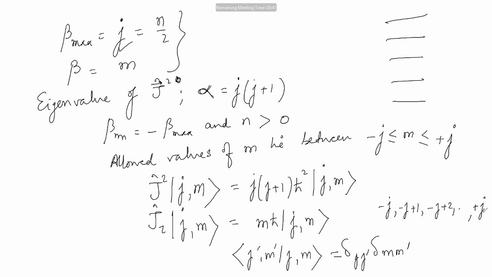Now, how do we understand what the different possible values for j and m will be? For example, if I say that j is equal to half, now can you tell me an example where j is equal to half?